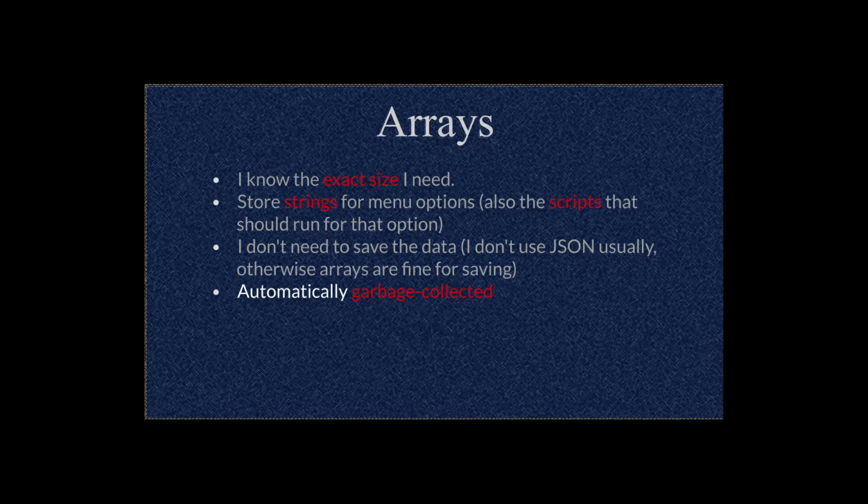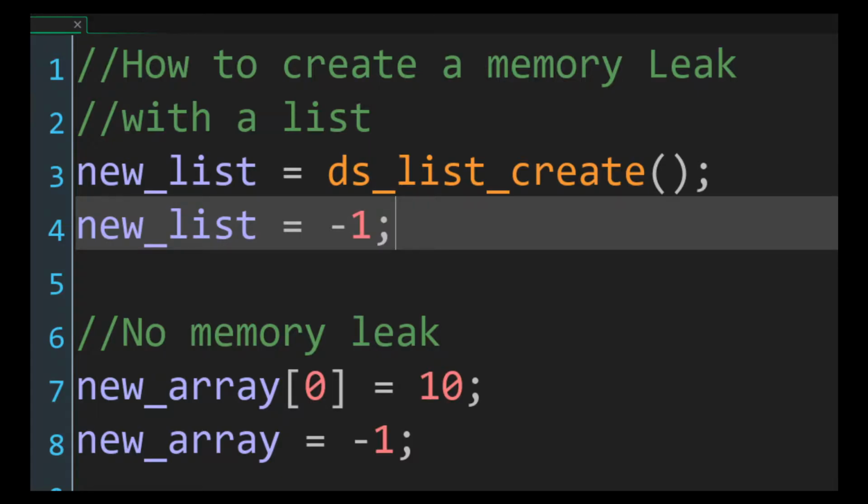For example, with a list or a grid, when you store a list or a grid in a variable, you're actually storing a pointer to where that list or grid is stored. And if you lose that pointer, for example, if you overwrite the variable or you get rid of the data structure that held the pointer, then you're not going to be able to get that pointer back, and that's how you get a memory leak.